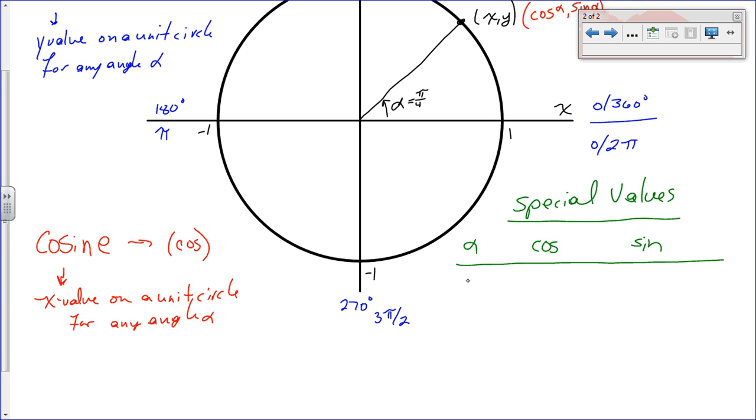If your angle is 0, radians or degrees, doesn't matter, your cosine will always be 1. Your sine will always be 0. Remember, the cosine is x and the sine is y.